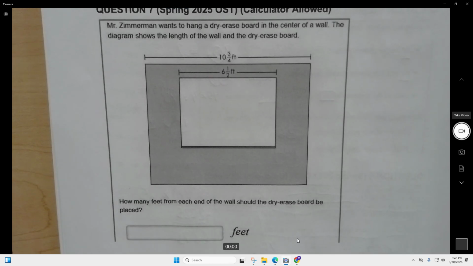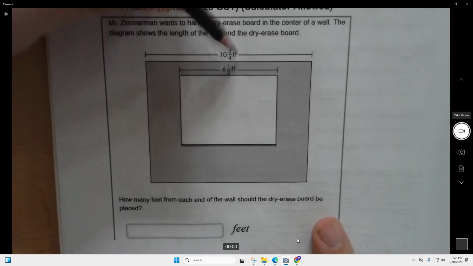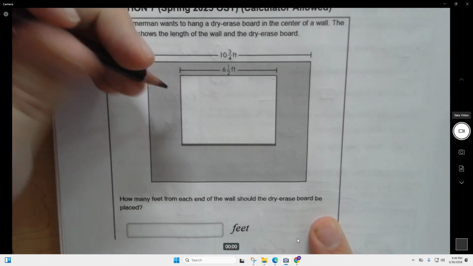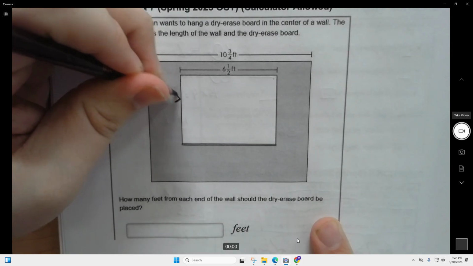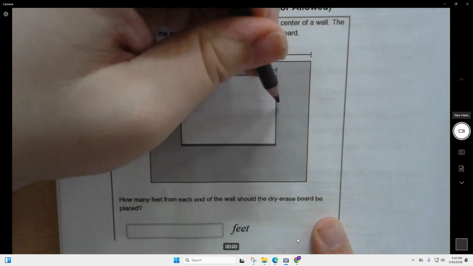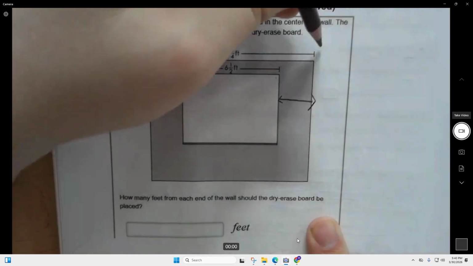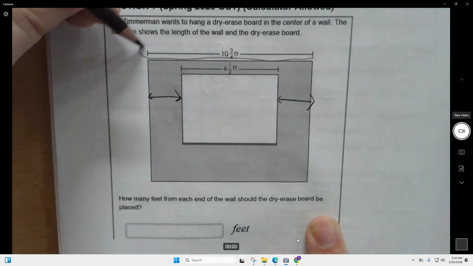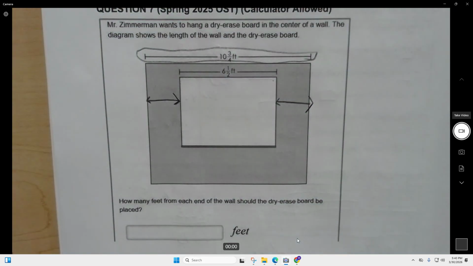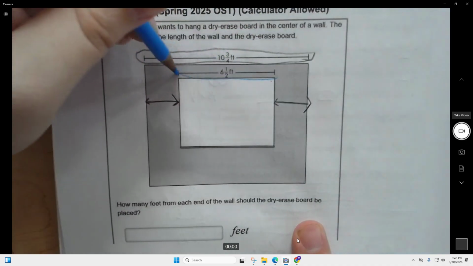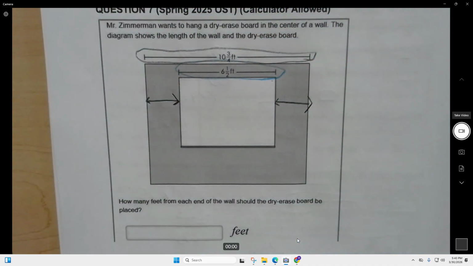Okay, so here's how you're going to do this. First, you have to figure out how much wall space we have. That means you need to figure out what's here and what's here. How do we do that? Well, we take the total amount of the wall, which is this, and we subtract out the amount that's being taken up by the whiteboard, which is this. So we do 10 3/4 minus 6 1/2.